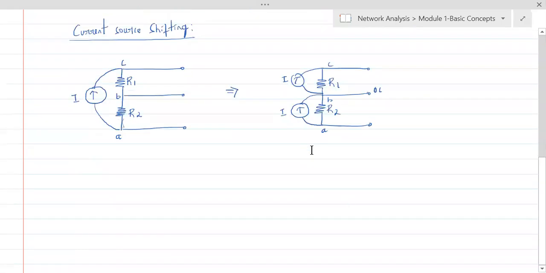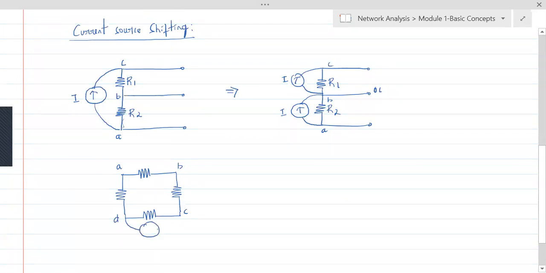There is another way. See, this is good. Everybody just look at this. Suppose we have four resistors connected in this fashion. Let me name these as A, B, C, and D, and say there is a current source which is connected here.